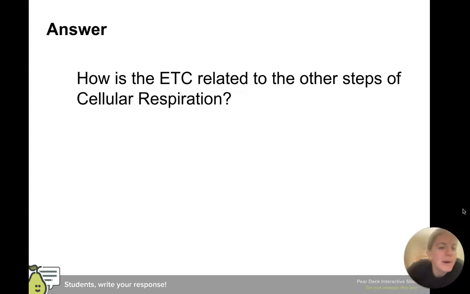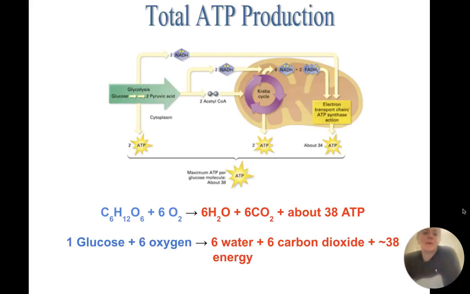So we want to talk now about how the electron transport chain is related to all of the other steps of cellular respiration. So if you remember from the beginning, this was our equation: C6H12O6 plus 6O2 gives us 6H2O plus 6CO2 and about 38 ATP. And we looked at this picture at the beginning where we saw glycolysis happens in the cytoplasm. The Krebs cycle and the ETC happen in the mitochondria, but you can kind of see from here the most important reactants and products in this reaction.